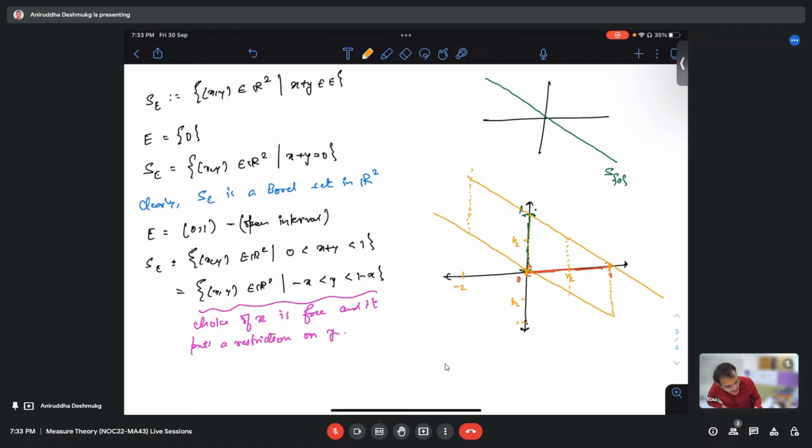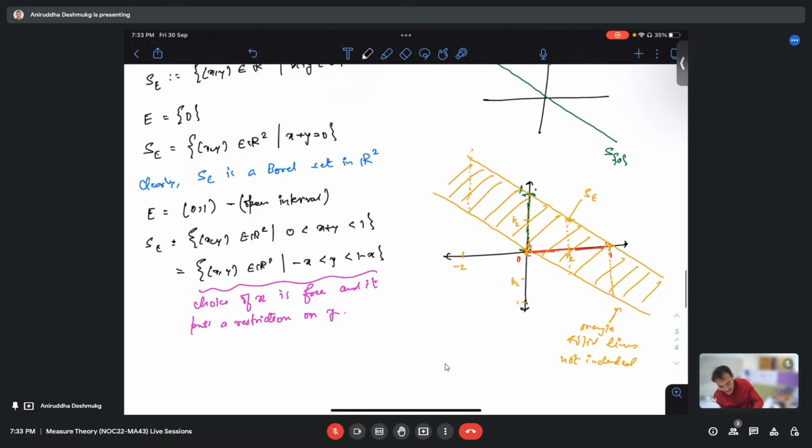And so on. And notice that these orange solid lines are not included. Everything inside this is our SC. So this is a strip. This is an infinite strip. In fact, it is an open infinite strip. Therefore, again, it is in the Borel sigma algebra of R2. Again, SE is a Borel set.